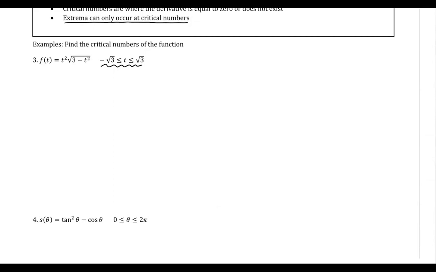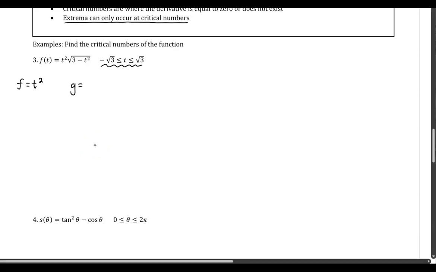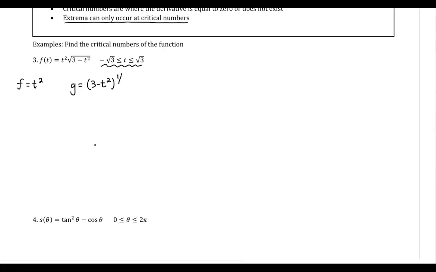So to find the critical numbers, we are going to have to come in and find f prime of t. We need to take the derivative and look for where the derivative does not exist or where it is equal to 0. To find the derivative, we're going to have to use the product rule. So I've written my f and g for the product rule. I'm going to rewrite g in a way that's going to make it easier for us to take the derivative of it by writing it to the 1/2 power. I'll come in and take f prime, which is 2t, and then I'll come in and use the power rule to take g prime, and we're also going to have to use the chain rule.